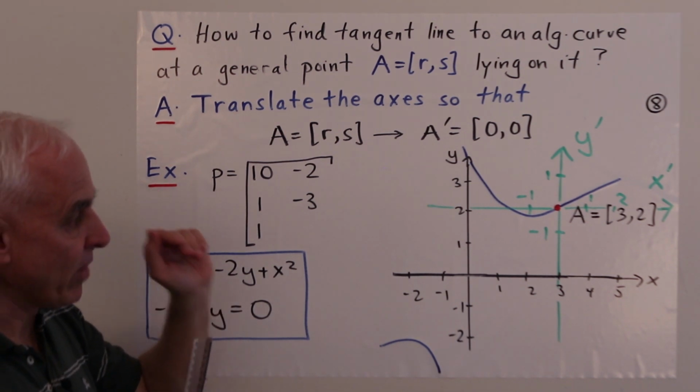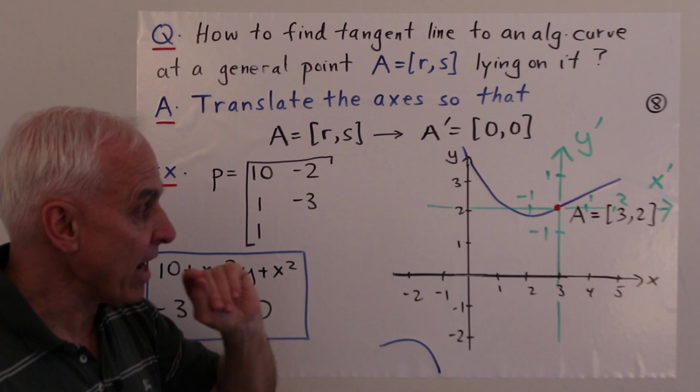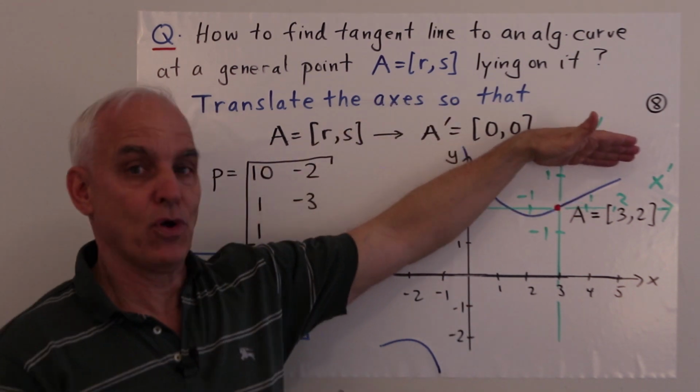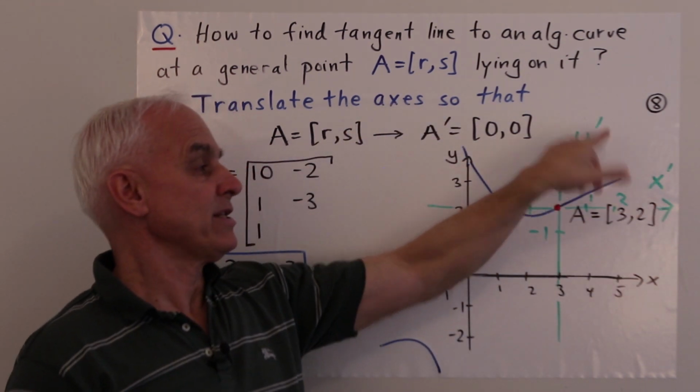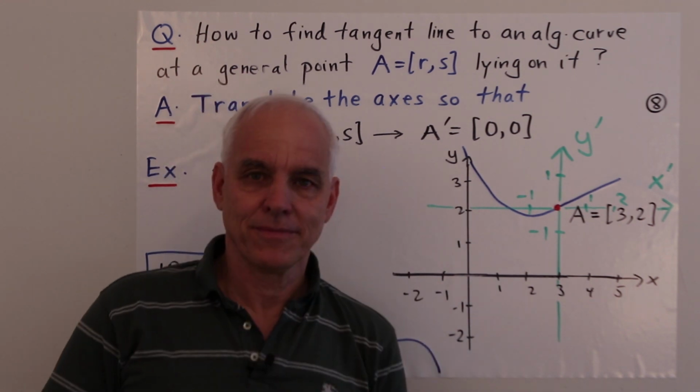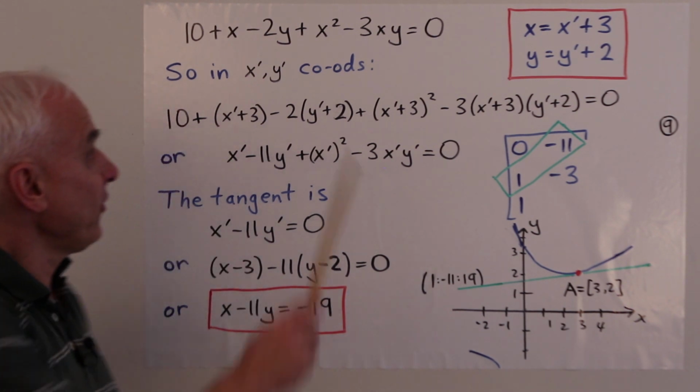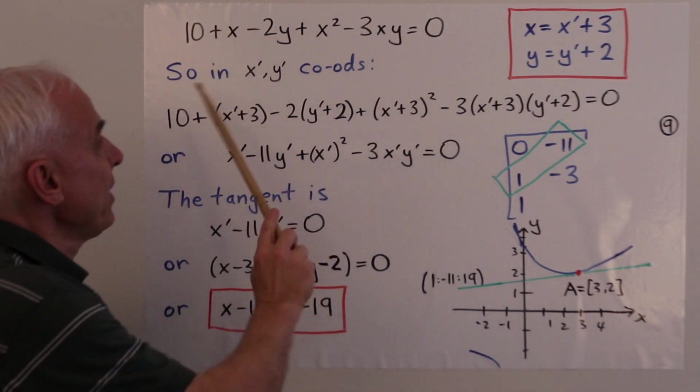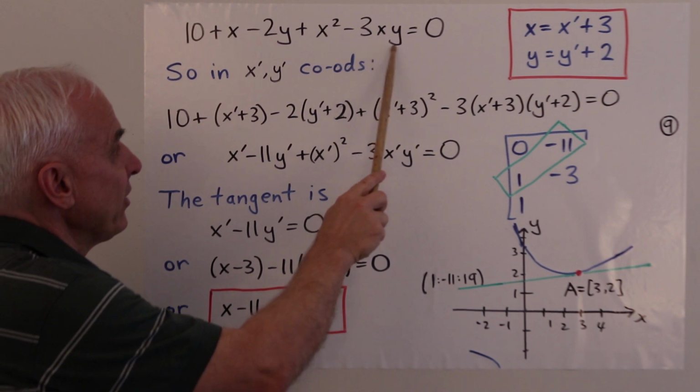So we've translated our axes, and so now we have to ask ourselves, what does the curve look like in these new coordinates x prime and y prime? We're going to have to do some calculation. Okay, so here is the curve that we started with, 10 plus x minus 2y plus x squared minus 3xy.